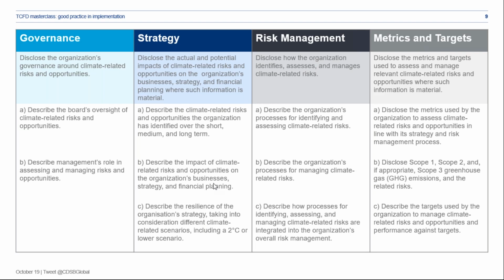For risk management, the recommendations are really focused on the company's process to identify, assess, and manage risks, and then how that is integrated into the organization's overall risk management process. And then finally, for metrics and targets, the recommended disclosures include a company's Scope 1, Scope 2, and, if appropriate, Scope 3 emissions, as well as other metrics and targets used by the organization to communicate its performance on climate-related risk.